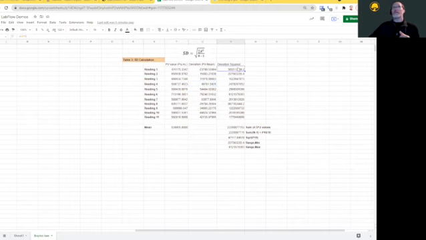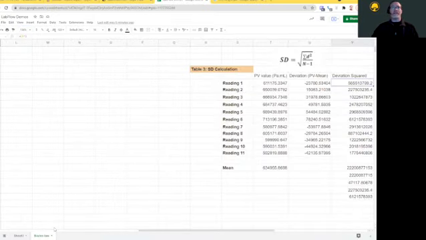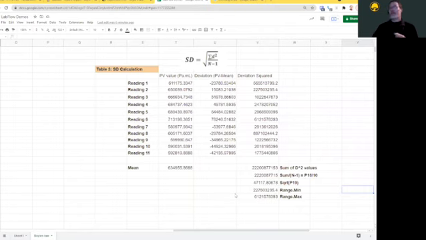I'm going to square each one of those. So that number squared to give that number. Okay, let me make this a little bigger. I apologize. I just looked at my other device and I saw how small this was. There we go. Okay, so I squared each one.